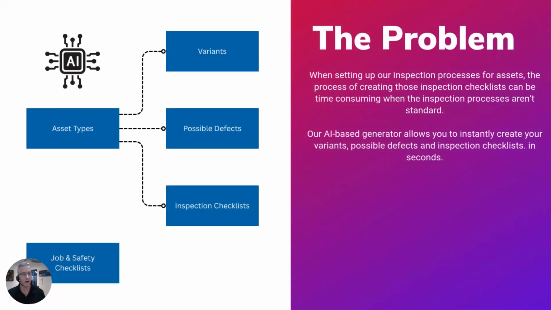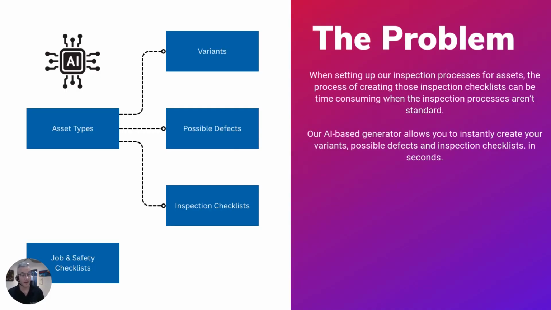Before I jump into that, I'll run through how we set up our asset types and how we set up our checklists. The asset types are, for example, a fire door or a fire extinguisher, where within those assets you've got variants, so different types of fire extinguishers. You've got what the possible defects are and what the severity of those defects are. That could be a critical defect, it could be a non-conformance, it could just be a recommendation, right? So we've got a range of different options there.